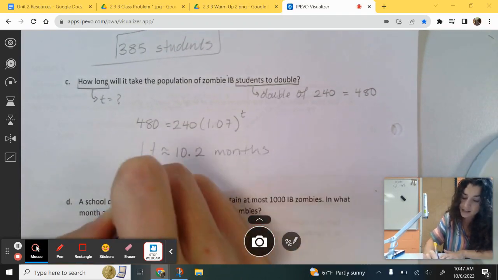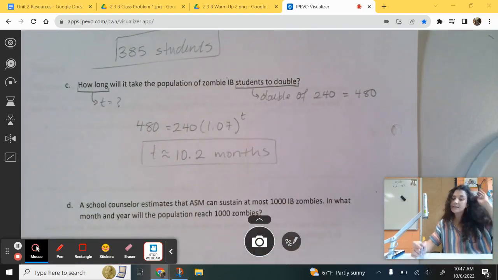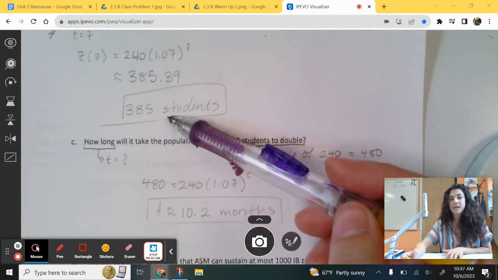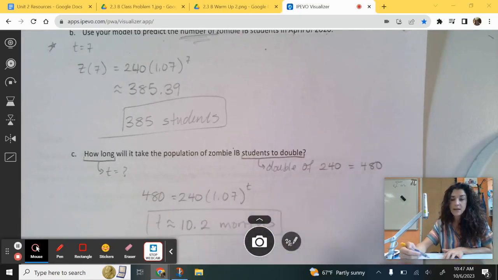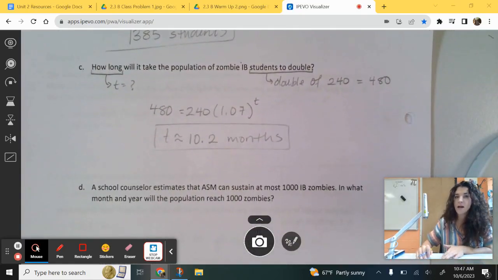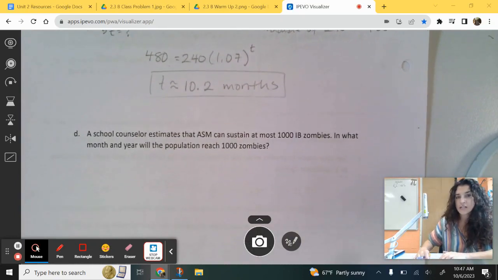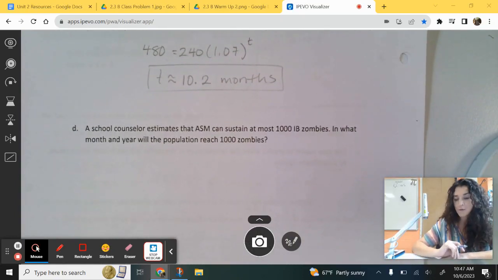If we pause and assess, does that make sense? 7 months, we were at 385. So 3 months later to be at 480. Yeah, that makes sense. It's not too far out of the realm of understanding, and it's above what we got before.